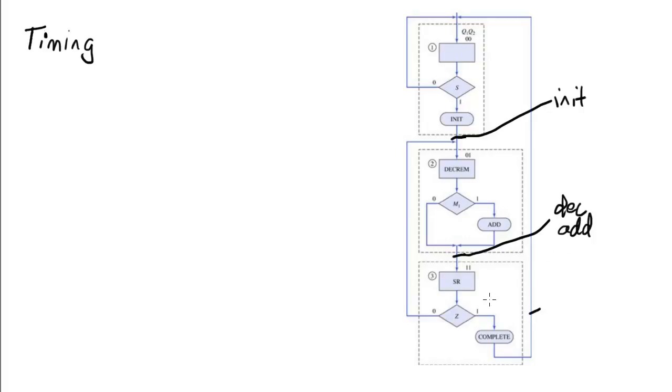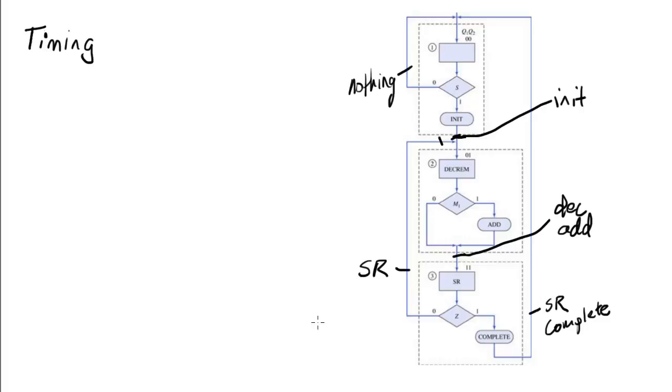In this line is where shift right and complete happen, whatever complete means, signaling back to the original computer that you're done. In this line right here, just shift right occurs. And in this line, nothing's happening. This is the idle state. So there's a difference between what goes on in this line and in this line.